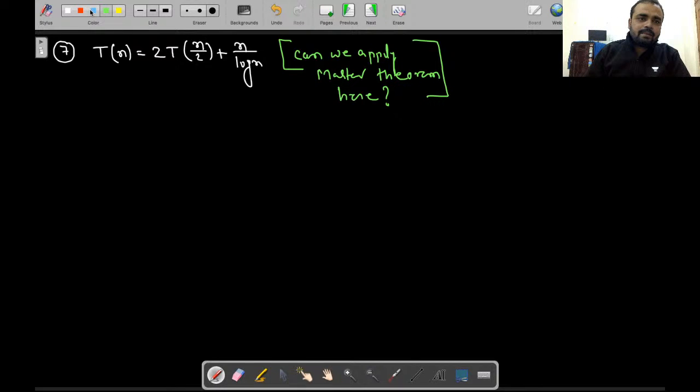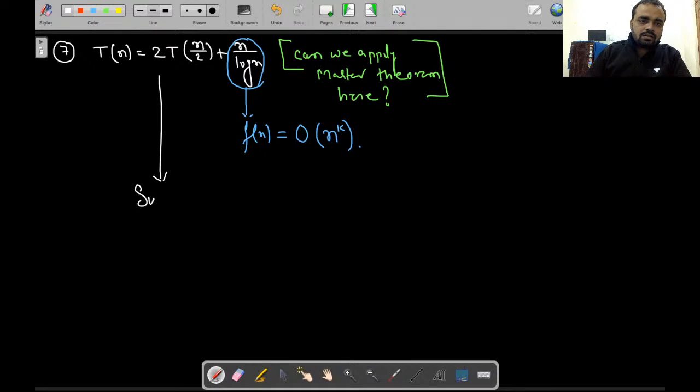We cannot apply the master theorem here because see the pattern of this. What I have told you, if this is the function f of n, then it should be in a pattern of order of n to the power k. And it is not following the pattern of the master theorem. So we cannot apply the master theorem over here. So what is the alternate method? We can apply the substitution method. So this problem will be solved by the substitution method.